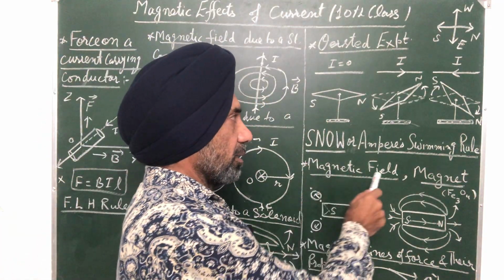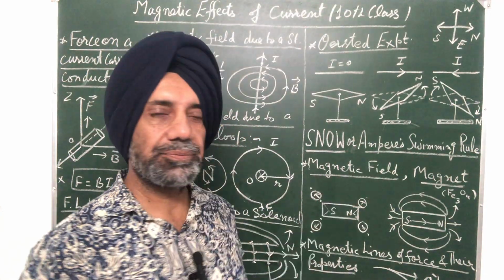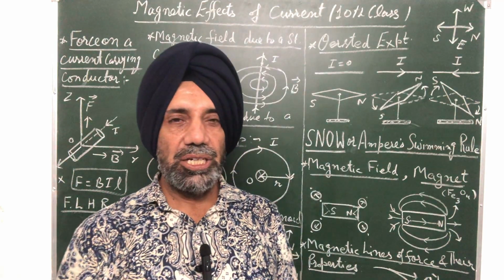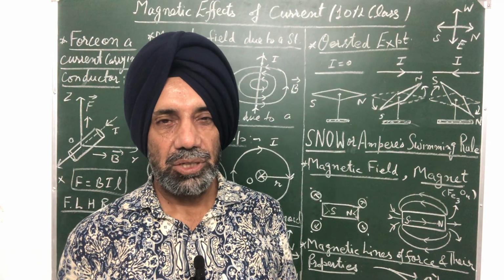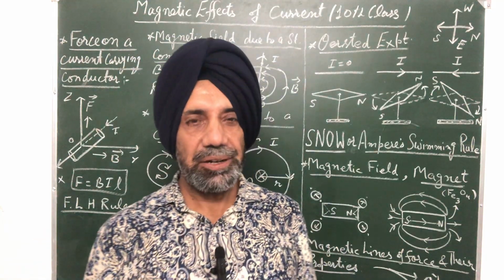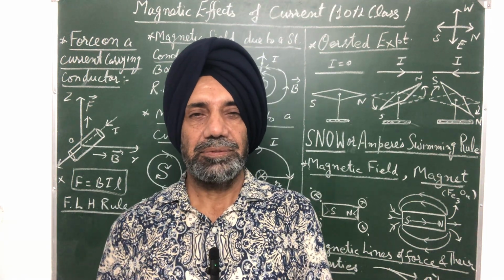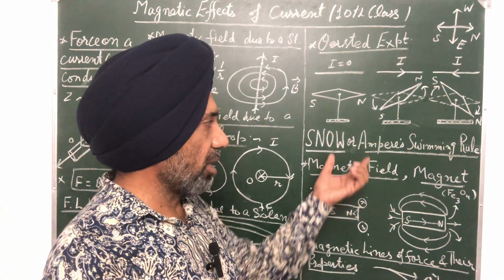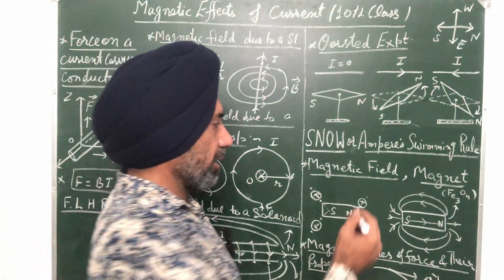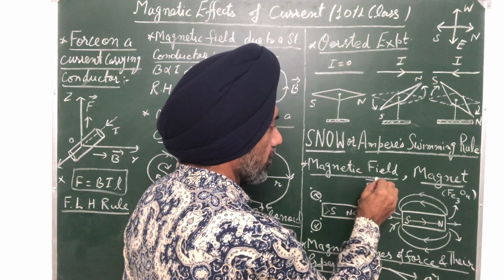Now, magnetic field is produced due to wire carrying current. Now what is the magnetic field? So magnetic field means it is the region or space surrounding a wire carrying current or a magnet within which its effect can be felt. So that region is called magnetic field. It is noted by B. Usually we note the magnetic field by B.